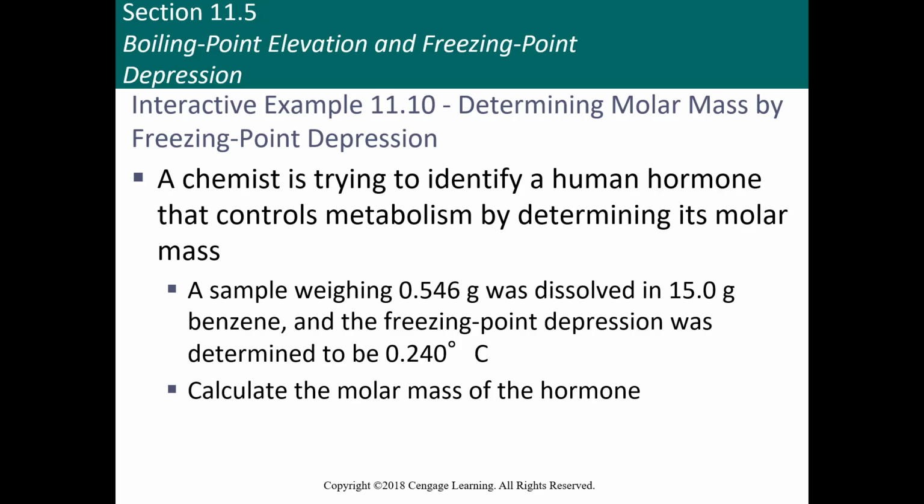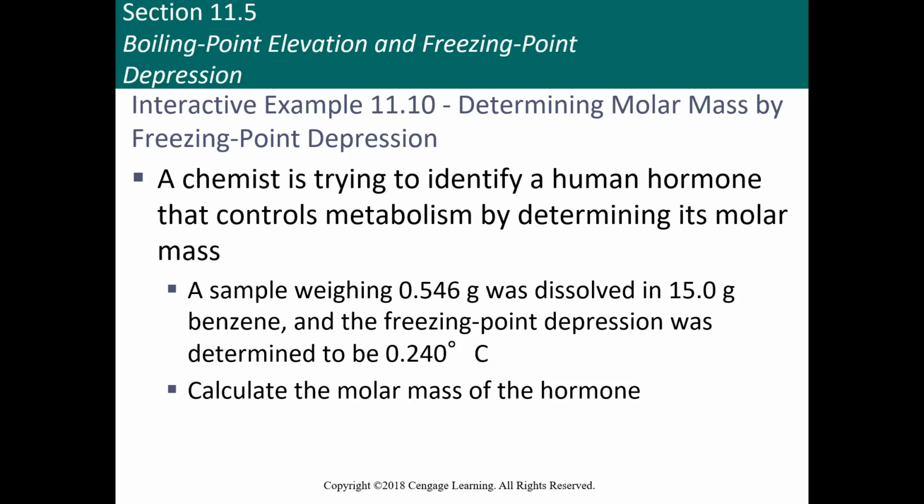Okay, so here we see a freezing point depression problem that I'm going to work out for you. A chemist is trying to identify a human hormone that controls metabolism by determining its molar mass. And so that molar mass would give him a great indicator of which hormone it is. Then he could look it up and maybe do one or two other tests to finally figure out which one it is.